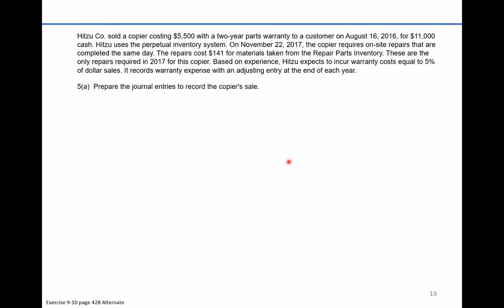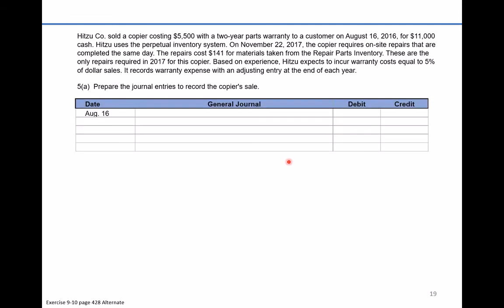Okay, moving right along, it says prepare the journal entries to record the copier's sale. All right, so this is pretty straightforward here initially. We know that they get some cash of $11,000 because they sold a copier. And they're going to credit sales for $11,000 for that copier on the date the copier was sold, August the 16th. And that is the journal entry to record the cash sale of the copier.